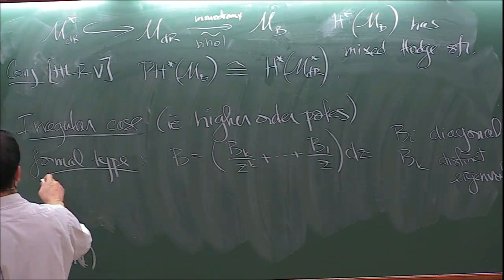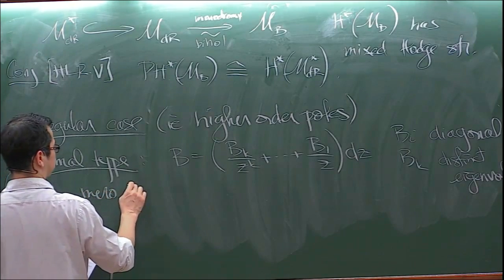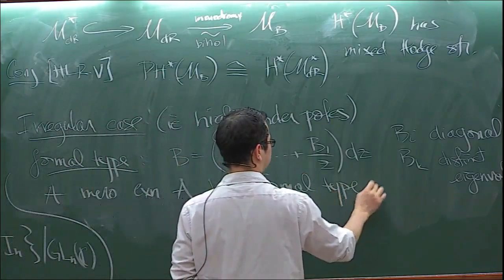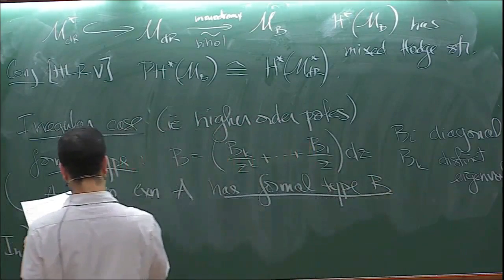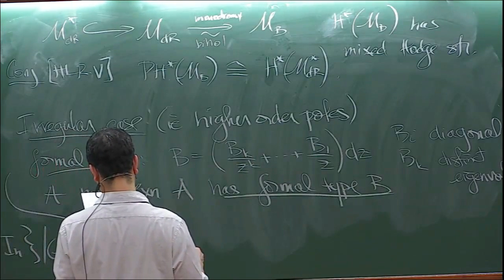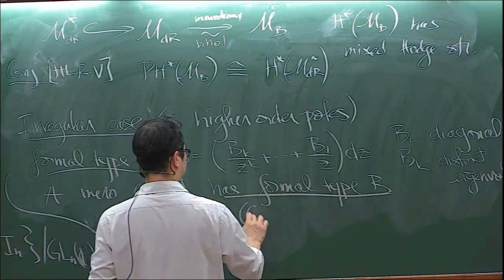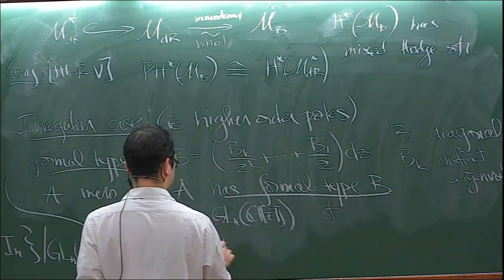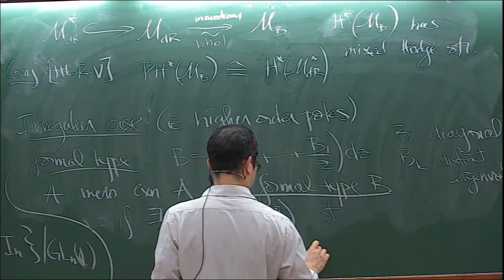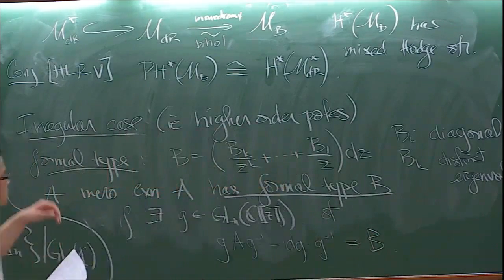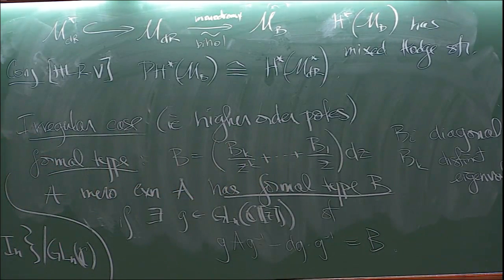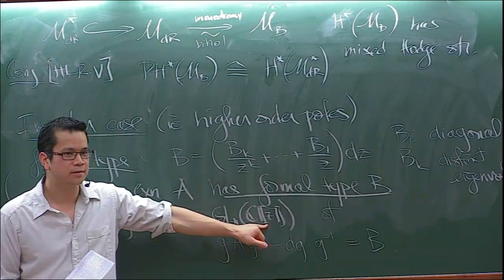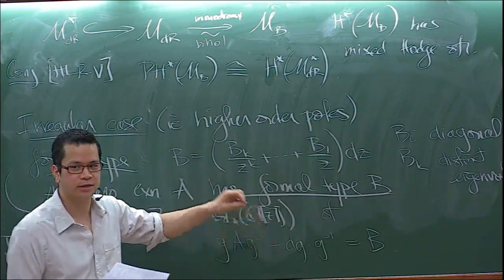So we say that a meromorphic connection A has formal type B if there's a formal gauge transformation G such that G A G inverse takes it to B. Okay, so this is a gauge transformation over the ring of formal power series. So this may not necessarily converge.